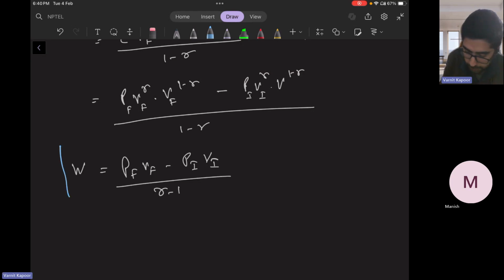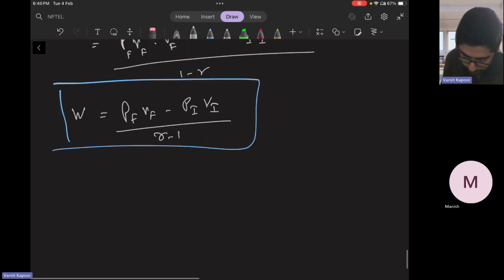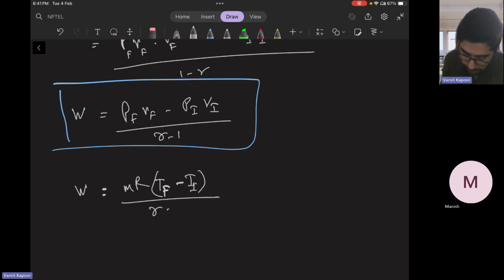Very important relation for an adiabatic process. Similarly, we know that PV is nothing but mRT. You can write it in those terms also. Work done as mR times T final minus T initial over gamma minus 1. All right, any doubts?